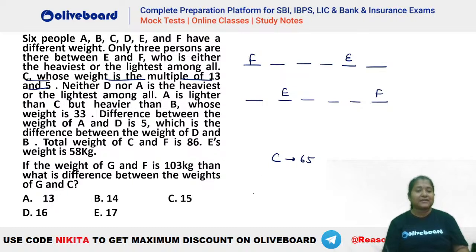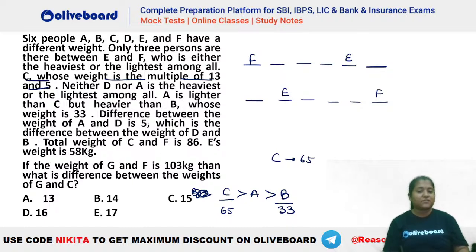Now A is lighter than C. A has to be lighter than C. That means C has to be heavier than A here. So it is given A is lighter than C but heavier than B. So C is heavier than B here. A is lighter than C but heavier than B. B whose weight is 33 kgs, so B has to be 33. You can see C is anyway 65.